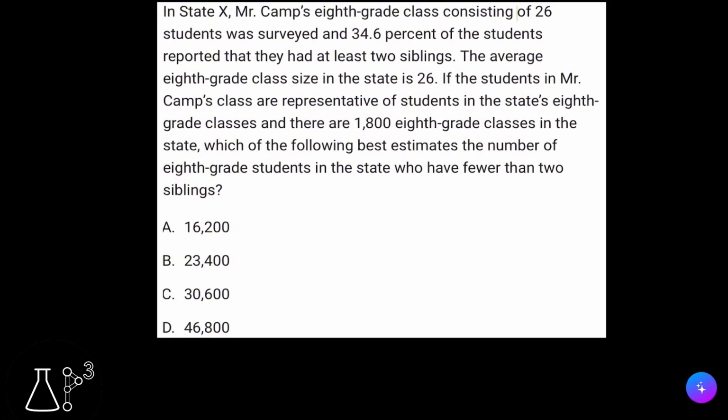So we're given that Mr. Kemp has a total of 26 students getting surveyed, and out of those students, 34.6% of them have at least 2 siblings. We're also given that every single class size in the state has an average of 26, and that in the state there's a total of 1,800 8th grade classes. We're trying to find which of the following best represents the number of 8th graders that have fewer than 2 siblings.